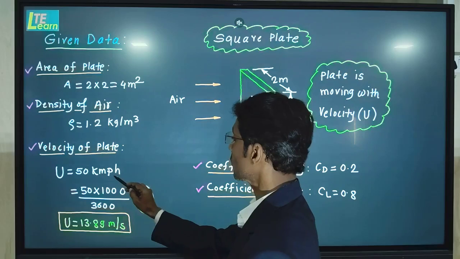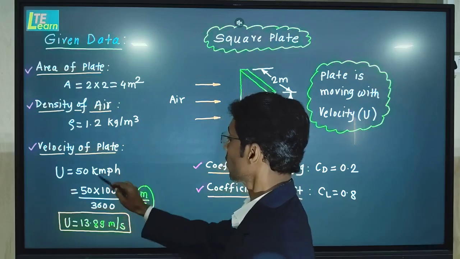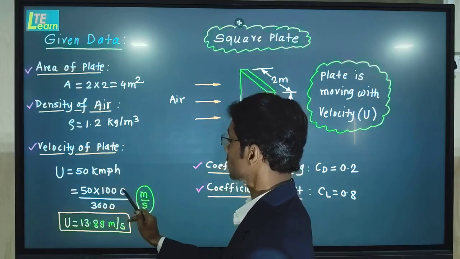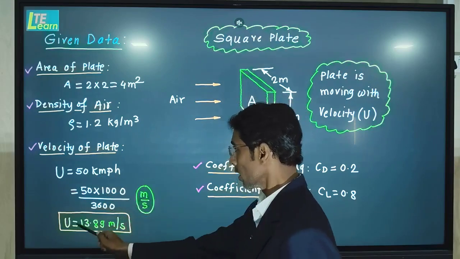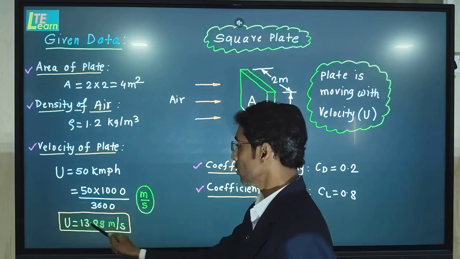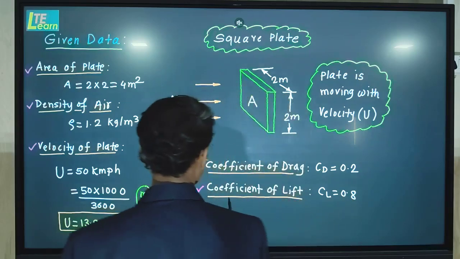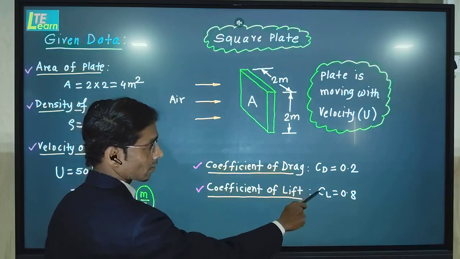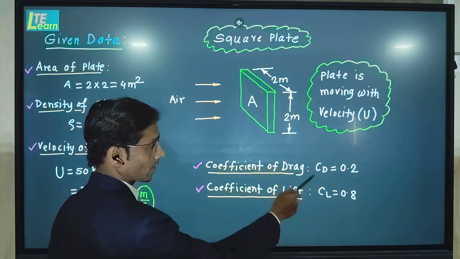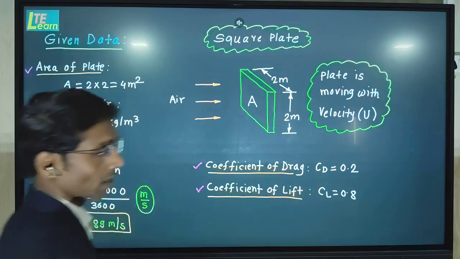We have to convert that into meter per second. For that we multiply the value with 1000 and divide it by 3600. So we get velocity of plate capital U in meter per second. Coefficients of drag and lift are given in the numerical statement, that is the value of CD and the value of CL.